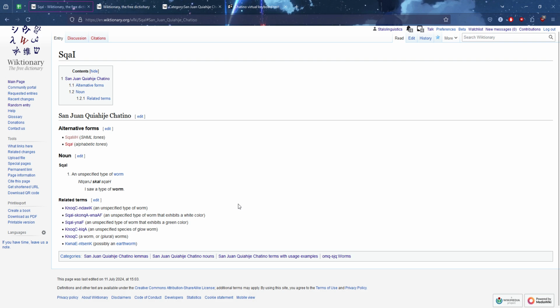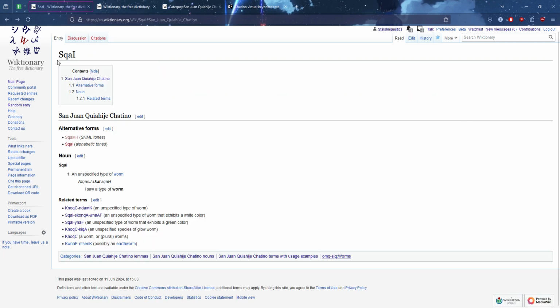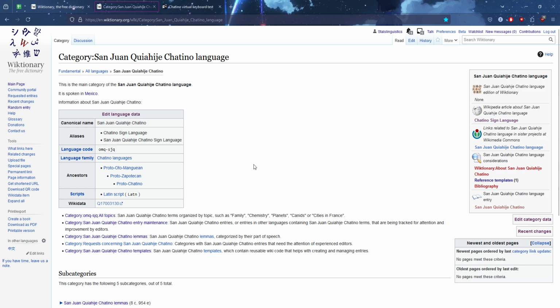So with all of that being said, this is essentially how you would navigate the online dictionary for the SJQ Chatino language. Unfortunately, there isn't a very optimal way to go about actually looking up some of these terms. You would have to have an understanding of what you're looking up.